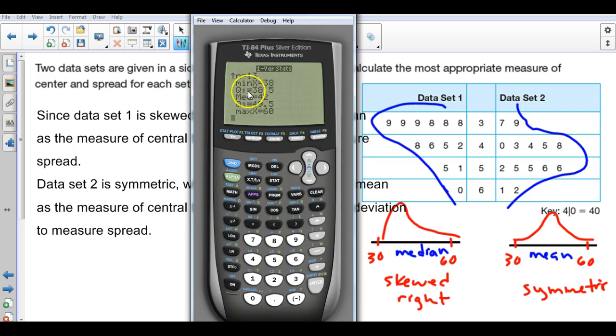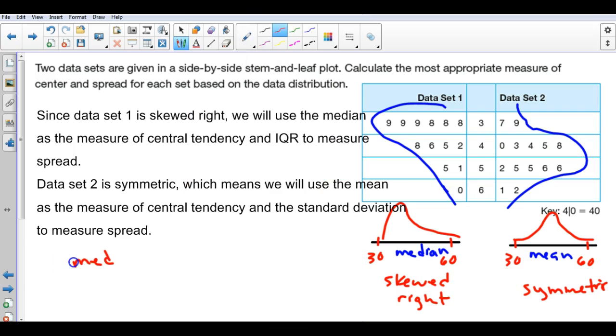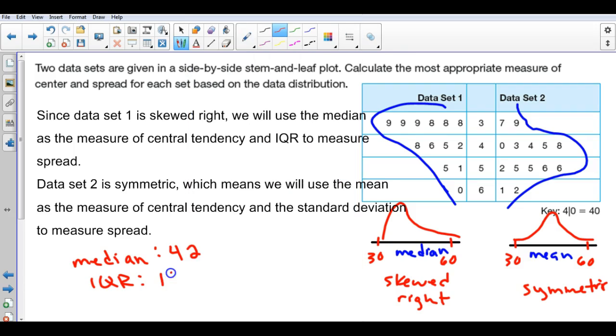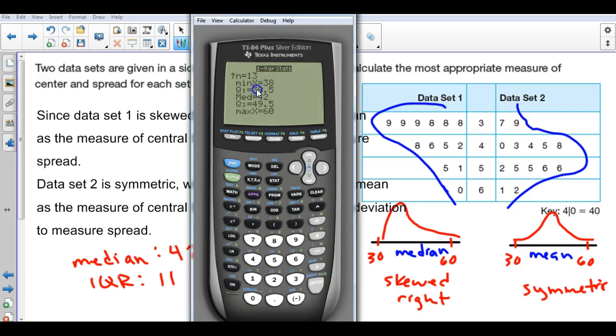So let's take this down. My median is 42. And then I'm going to calculate the IQR. Again, this is for data set 1. In order to calculate the IQR, I'm going to take Q3, which is 49.5, and I'm going to subtract Q1, which is 38.5, so I have an IQR of 11. So again, your interquartile range is all those values that are around that median value if we were to make a box and whisker plot. And again, I just took Q3 minus Q1, and that gave me my IQR. So that answers the part for data set 1.